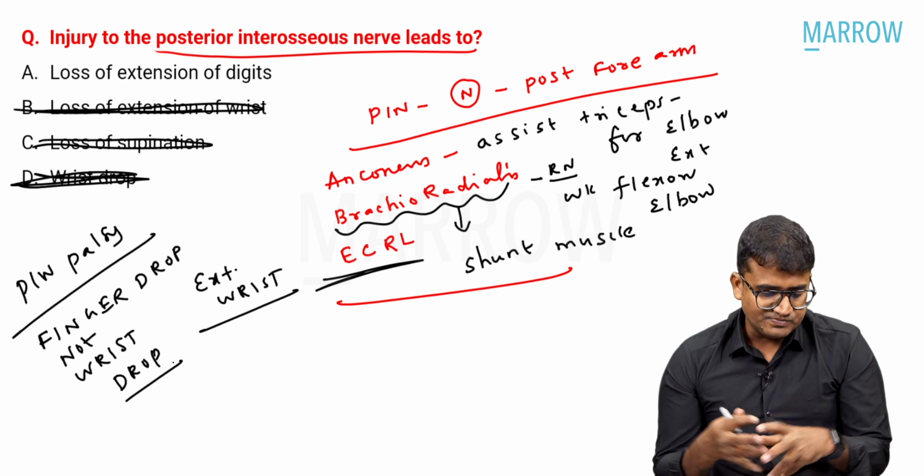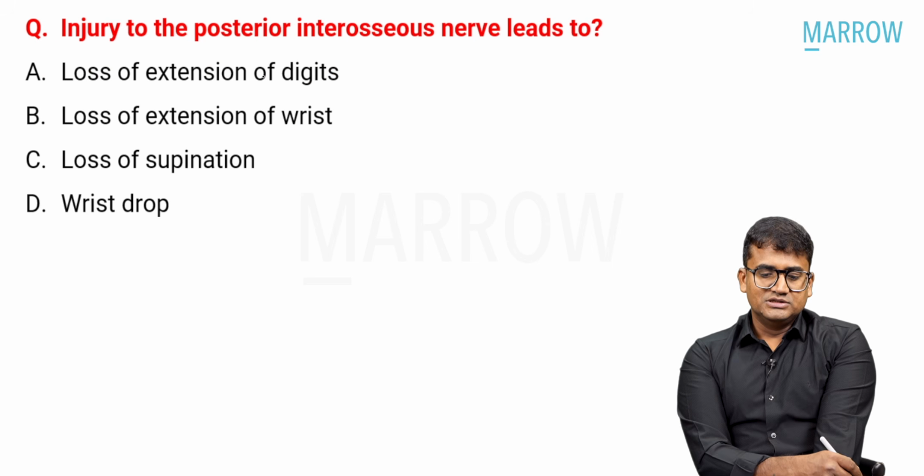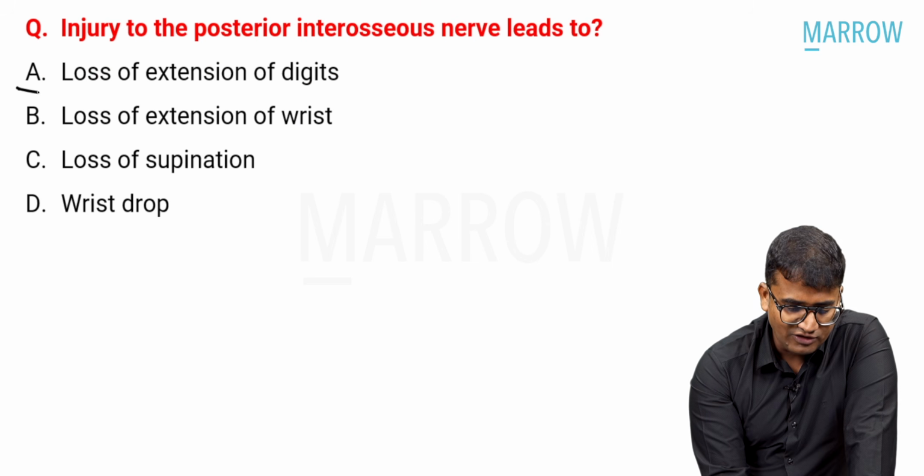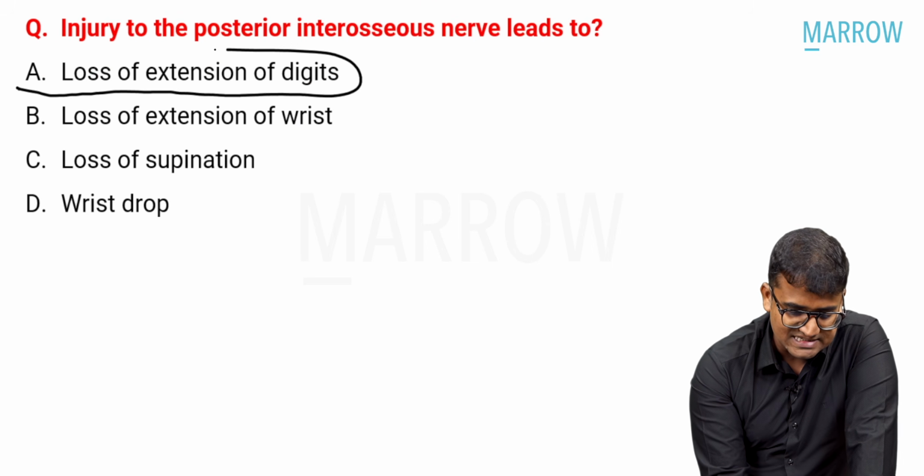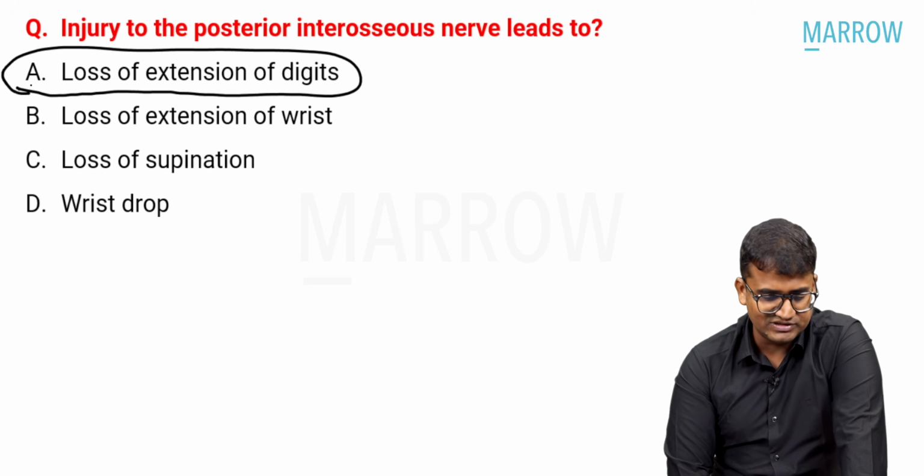So, in PIN palsy, you see finger drop, not wrist drop. Finger drop means loss of extension of digit. So, A is the answer for this question.